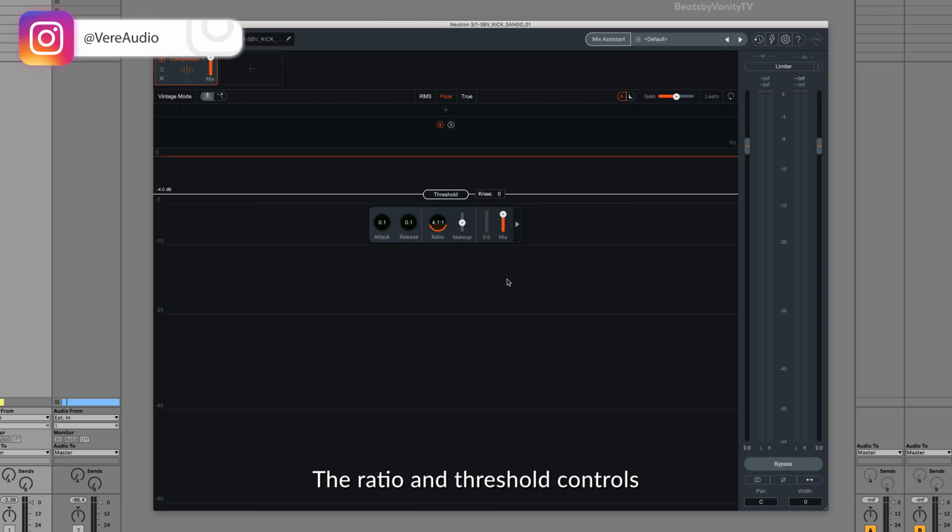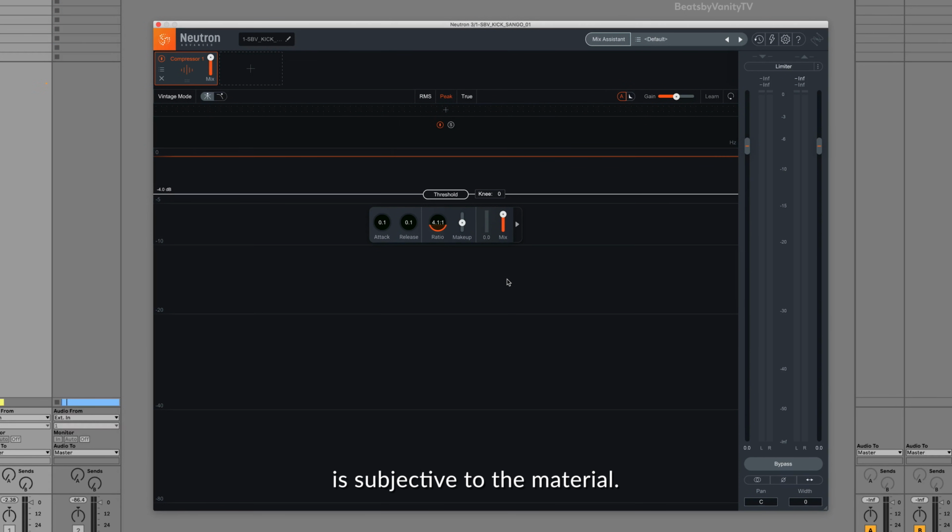The ratio and threshold controls determine the amount of compression. The amount you should apply is subjective to material. There's no one-size-fits-all preset. However, through experimentation, you can find the settings that sound best to your ears. The gain reduction meter displays the amount of reduction happening, which you should keep your eye on while setting each control. But of course, use your ears first.